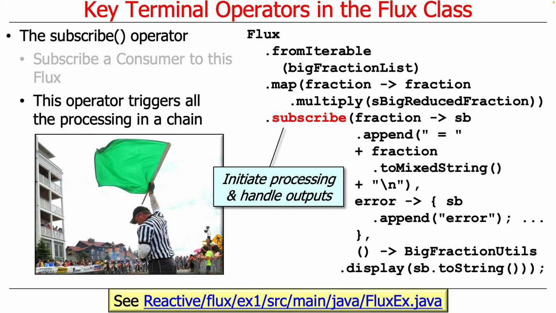So it's kind of like the green flag at the start of a road race where you say, start your engines, you're off to the races. So all the other stuff in this stream, like from iterable and map and so on, never occurs until subscribe is reached. And you can see what happens here is we're going to take a list of big fractions, we're going to multiply them by some big constant, and then we're going to use subscribe, and subscribe is going to deal with the results that come through.